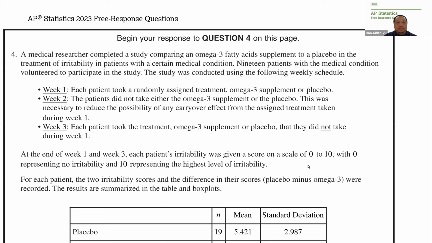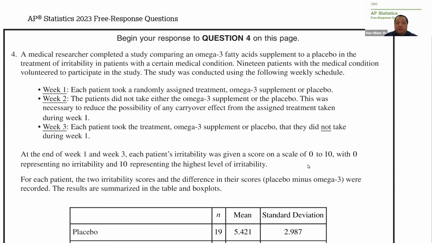Week 1, each patient took a randomly assigned treatment, omega-3 supplement, or placebo. Week 2, the patients did not take either the omega-3 supplement or the placebo. This was necessary to reduce the possibility of any carryover effects from the assigned treatment taken during week 1. Week 3, each patient took the treatment, omega-3 supplement, or placebo that they did not take during week 1.